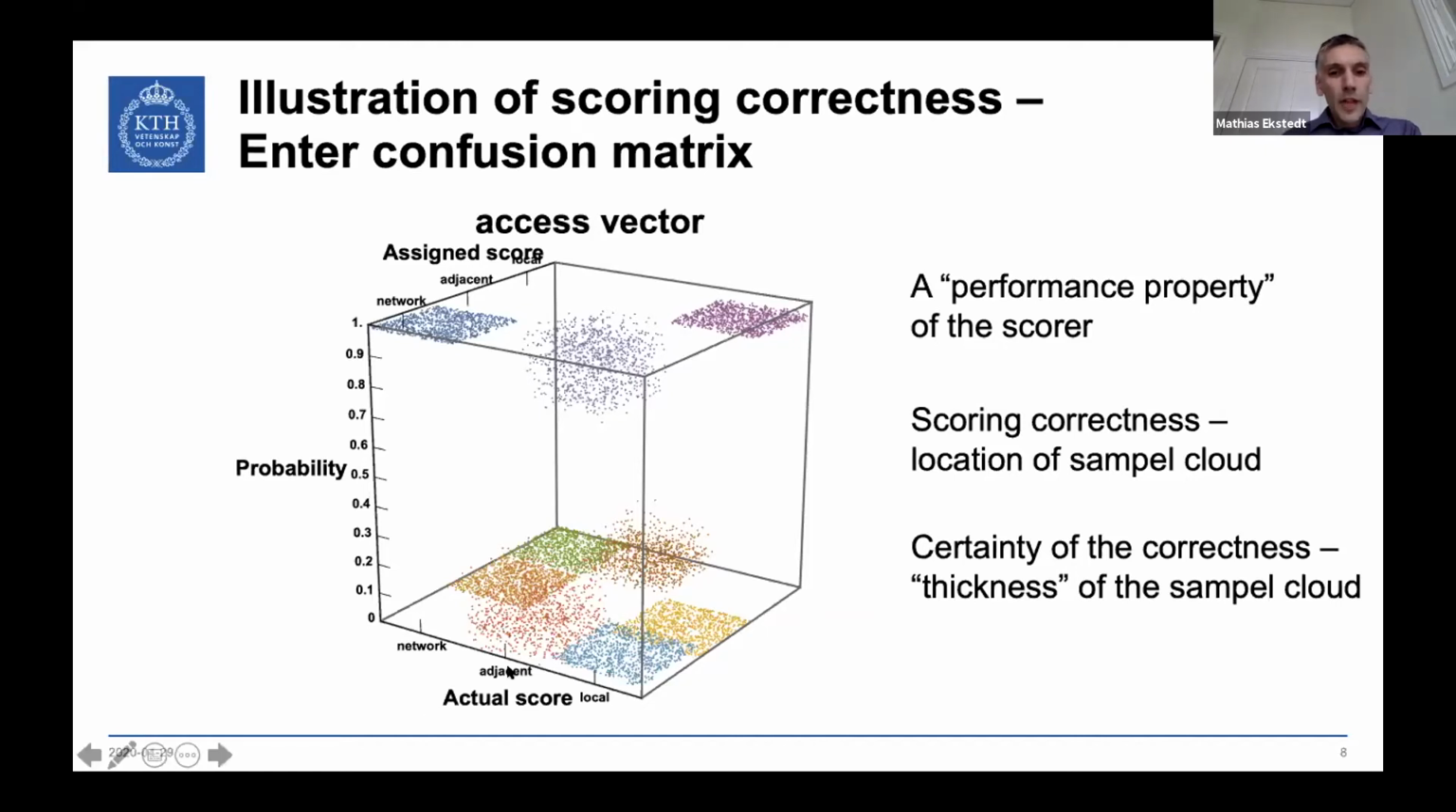When it comes to the adjacent scoring, we have quite fluffy clouds representing that we don't know. In general, it seems that they are at least scoring quite well. So adjacent sort of ends up in adjacent, but at other times it might also end up in network or local. Ideally, the scorer should have thin clouds, or no clouds at all, just thin slices on top here. This one should be filled, this one should be filled, and that one should be filled. So that's how the evaluation goes.